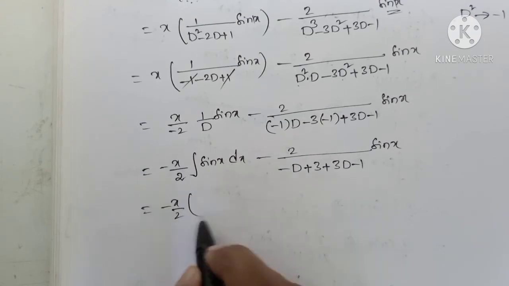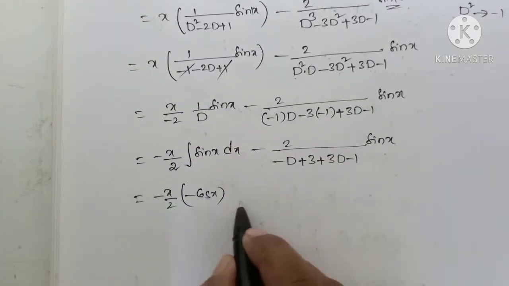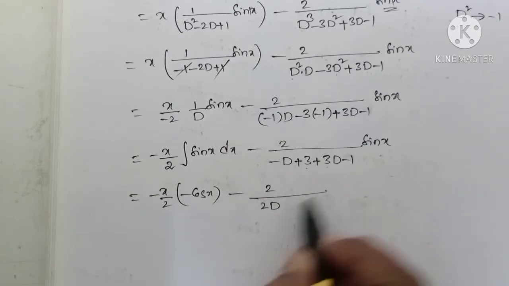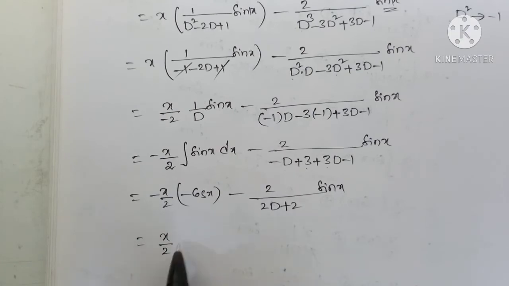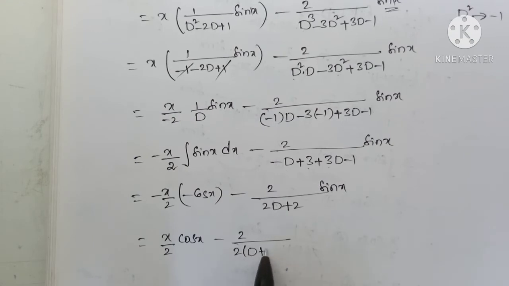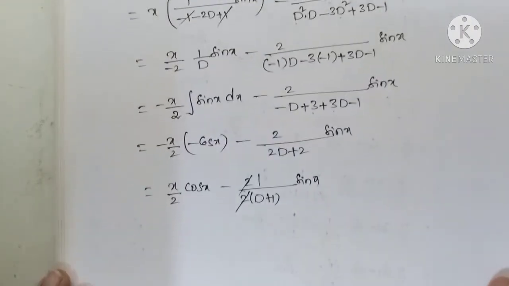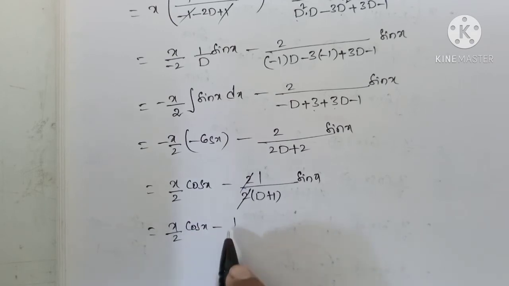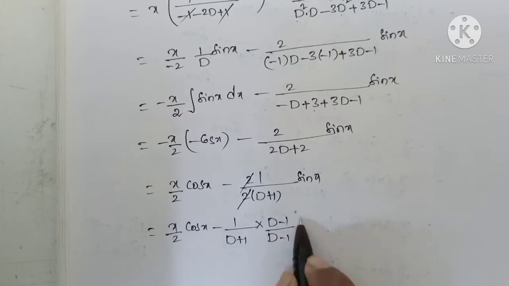Minus x by 2, integral of sin x is minus cos x. So here the procedure is over. Minus 2 by 3d minus d 2d, 3 minus 1 plus 2 sin x. So this is equal to plus x by 2 cos x, minus 2 by 2 common, d plus 1 into sin x. Cancel. Now rationalizing the denominator, x by 2 cos x minus 1 by d plus 1 into d minus 1 by d minus 1 into sin x.